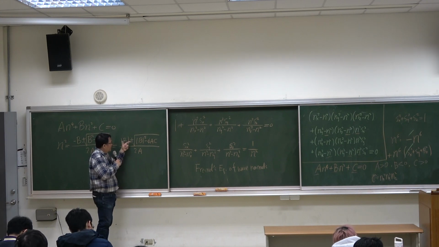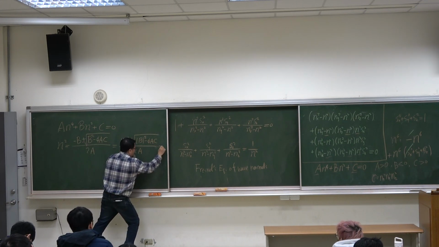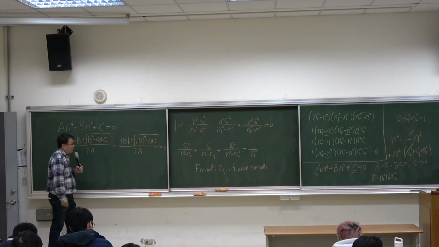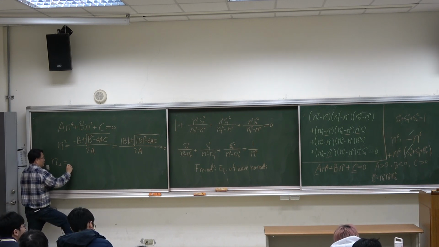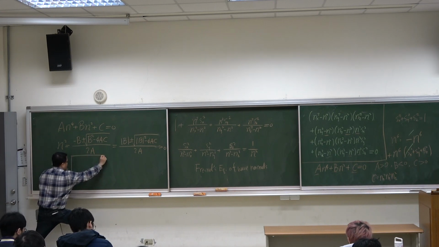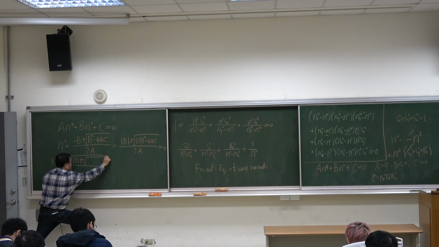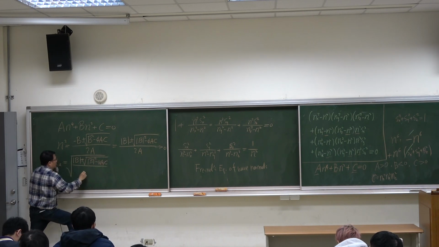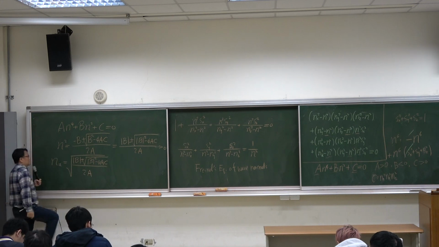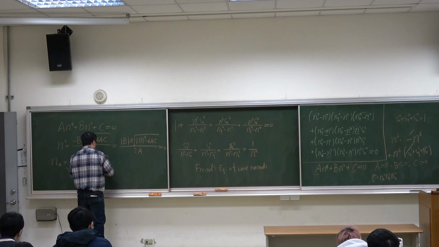So the final result is always positive, but we get two different solutions. We get two solutions of n, which are equal to this. Okay. We get two solutions of this n.